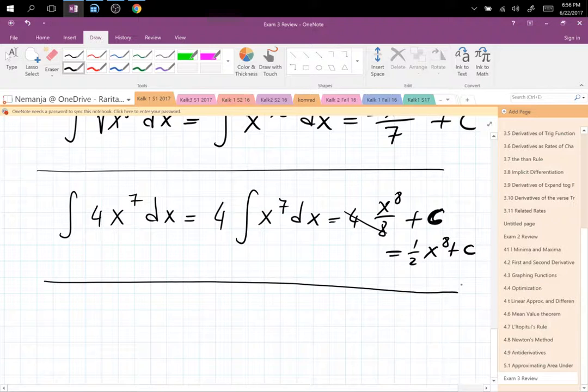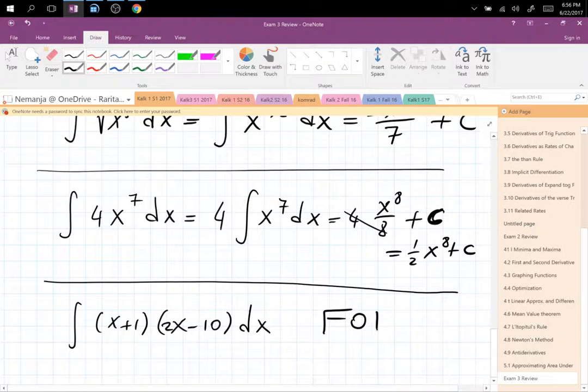The product rule in integrals is called integration by parts, and that is in Calc 2. So we don't deal with that. If you see a product, make sure you FOIL it. For Calc 1, it's really straightforward. So if you see x plus 1 times 2x minus 10, whatever, dx, you must FOIL, because that's the only way you can solve this problem. You cannot integrate these independently. That doesn't work.